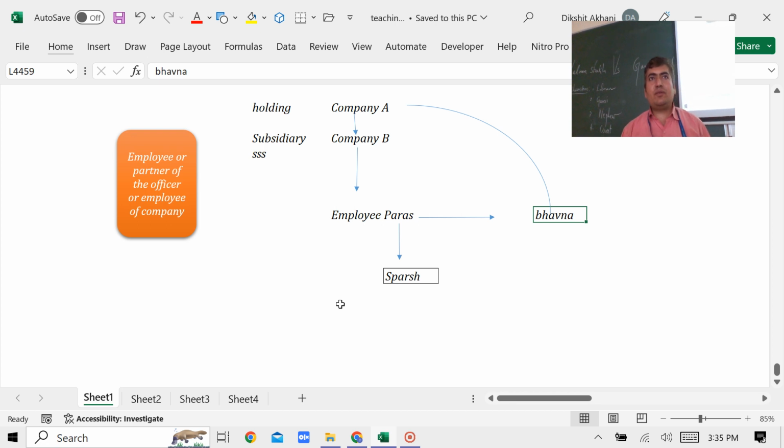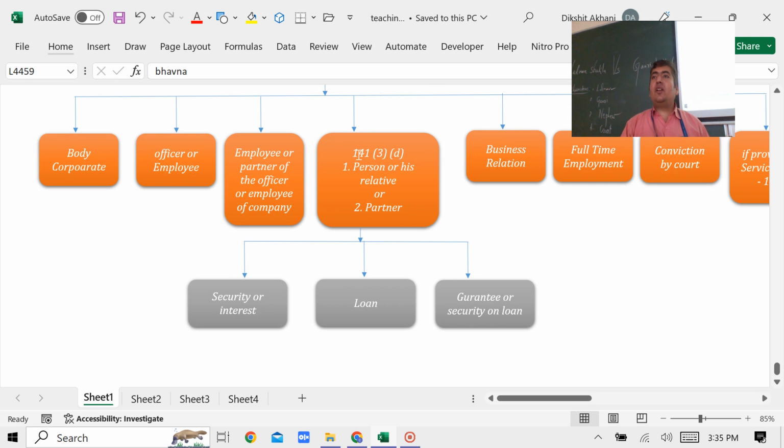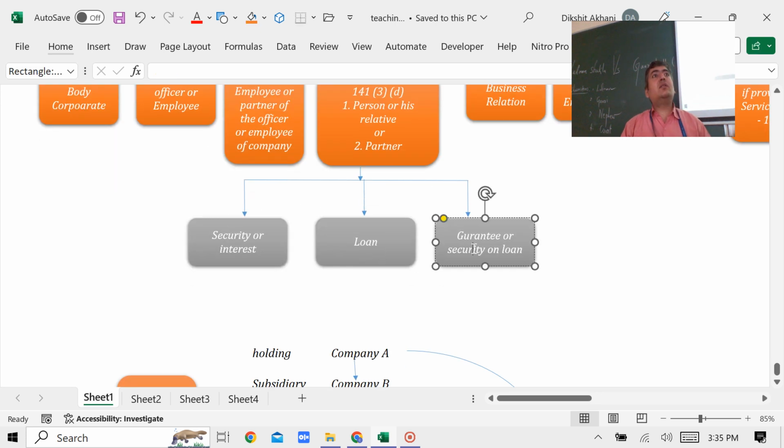Do you get what I'm saying? You would have to bring an amendment, but so far, guys, as the law is silent... Now I will tell you one more thing. Look at this point: Section 141, subsection 3, clause D. There are 3 points we are going to learn.